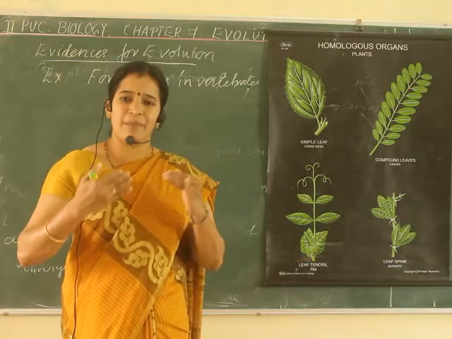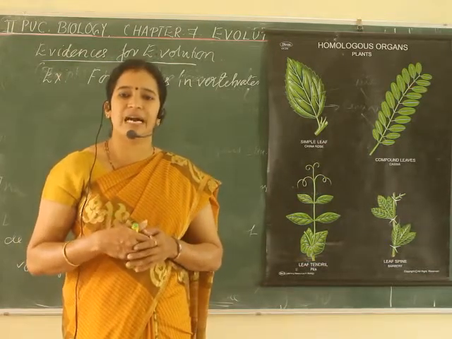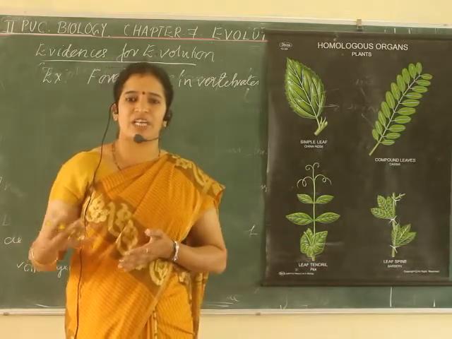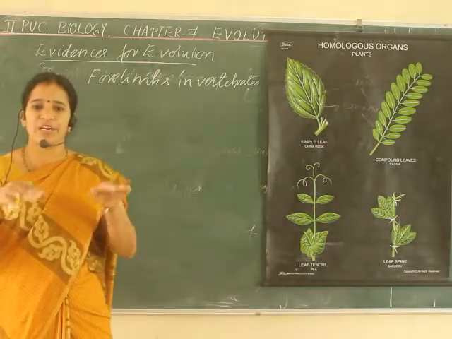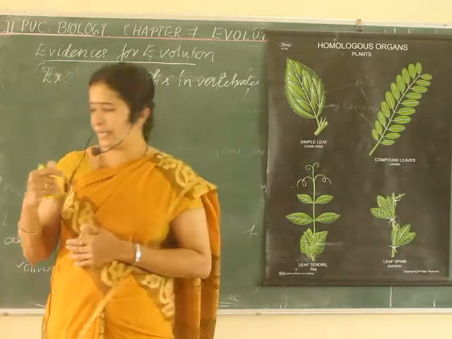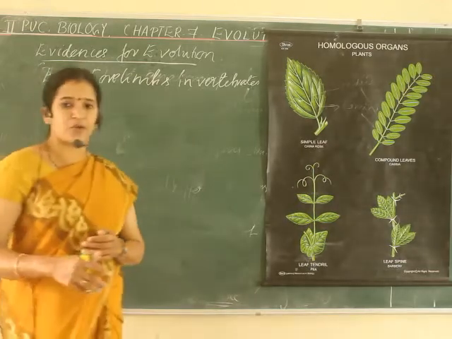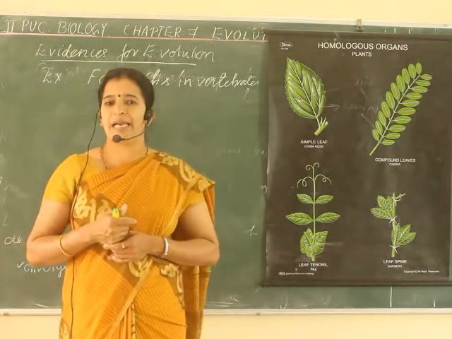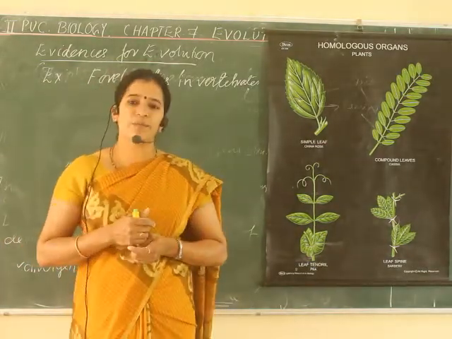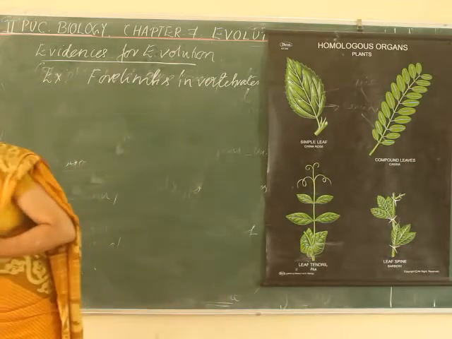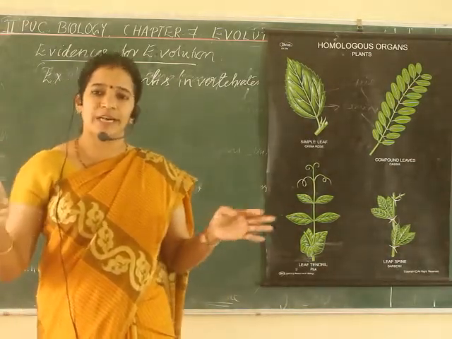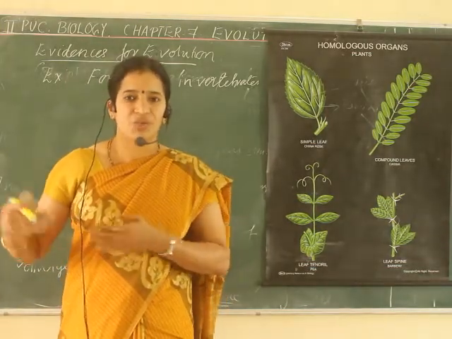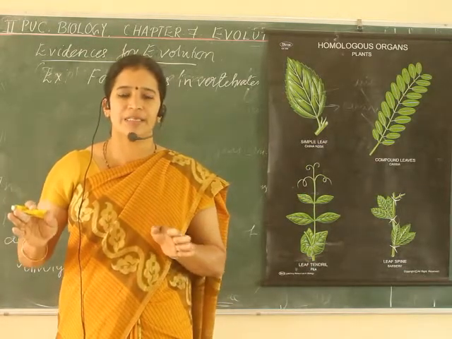The same basic pattern can be observed in other animals. But what is the function of the forelimb of a cheetah? It is used for running. For the bat, it looks like it gives support, but it is actually used for flying. And the forelimb of a whale is used for swimming. So the functions are different, the structure is also different, but their origin is the same.